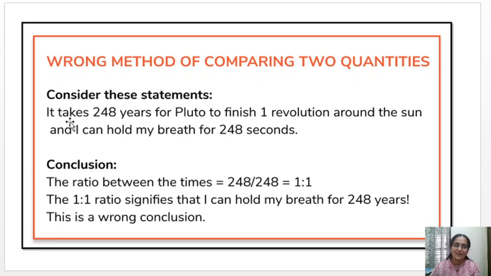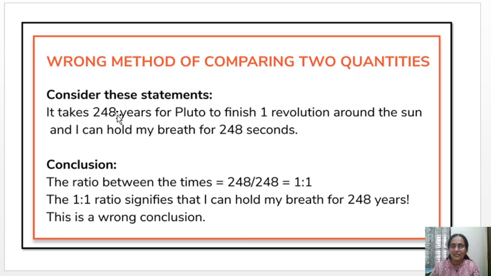Let us read this question. It takes 248 years for Pluto to finish one revolution around the sun, and I can hold my breath for 248 seconds. Express this as a ratio. When you are writing the ratio for such questions, if you write 248:248, it means that you can hold your breath for 248 years. Is it possible? Is it correct? No, it is wrong. It is your wrong conclusion. So you have to be careful while writing the ratio.